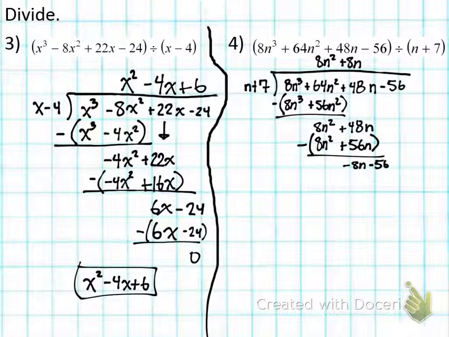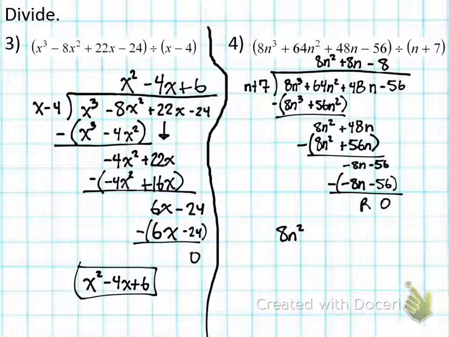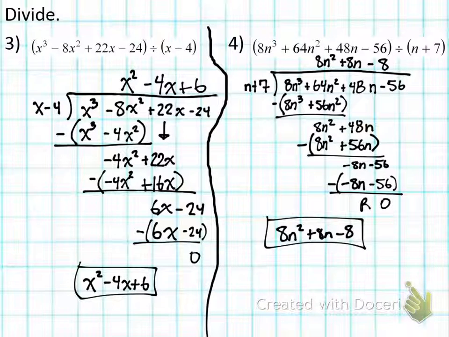Okay, and n times negative 8 is going to be negative 8n. Negative 8 times positive 7 is negative 56. Subtract: negative 8n minus negative 8n is 0. Negative 56 minus negative 56 is also 0. So there's no remainder. So then your final answer is going to be 8n squared plus 8n minus 8. Okay? Everyone who showed me an answer at the end that got to the end did it correctly.